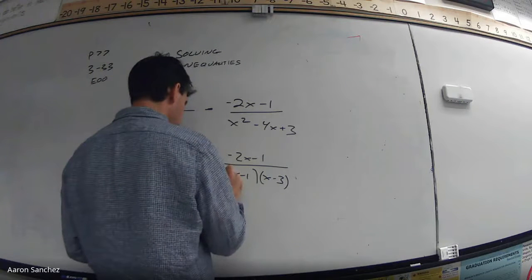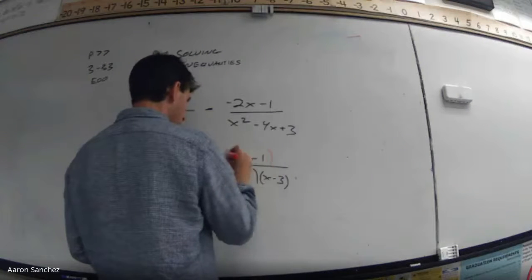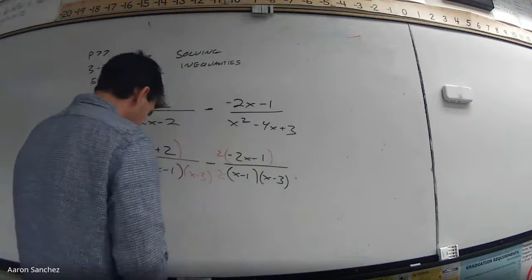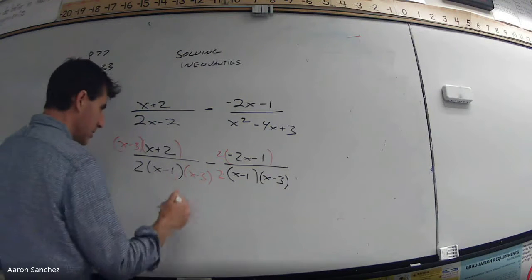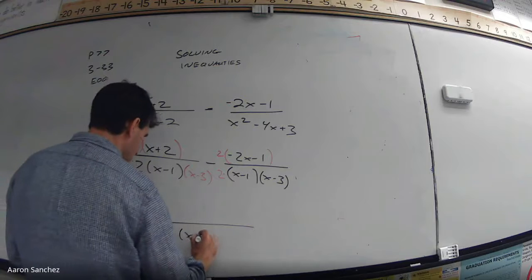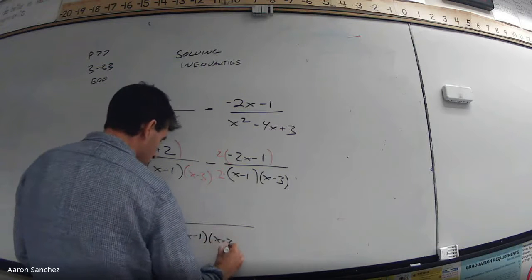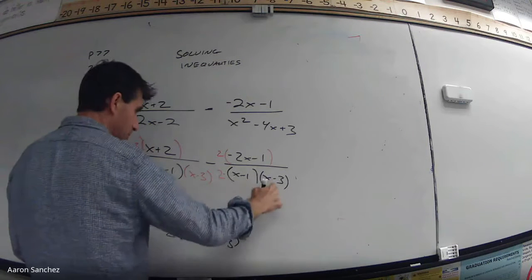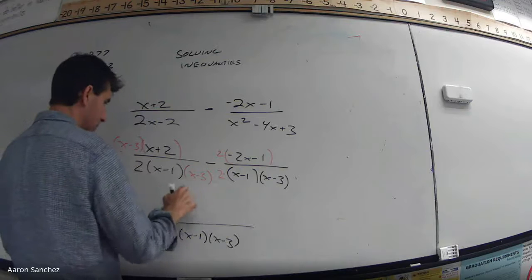So yes, Cassandra's right. I have to multiply this by 2. Then I have to multiply this whole thing by 2. So now my common denominator is going to be 2 times x minus 1 times x minus 3, right? That's my 2 times x minus 1 times x minus 3 on both.